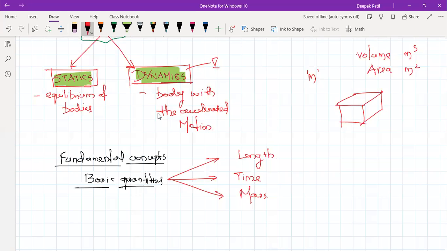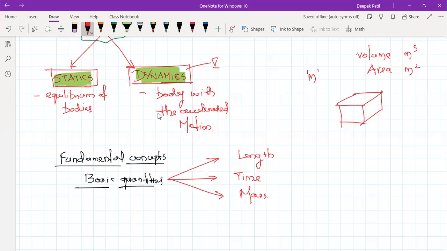Now coming to time. Time is conceived as a succession of events. The principles of statics are time dependent or independent? Independent, yes. Now, dynamics is dependent or independent? Dependent. Yes, it is dependent.